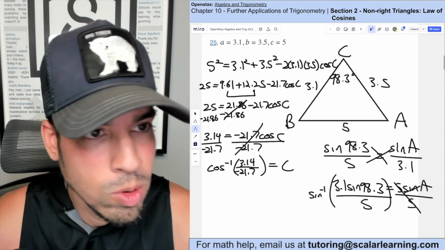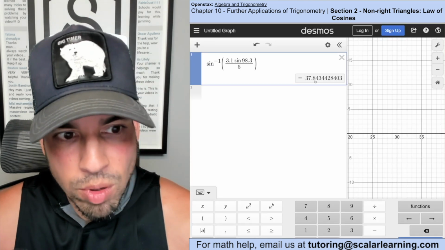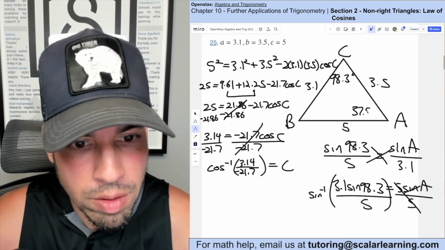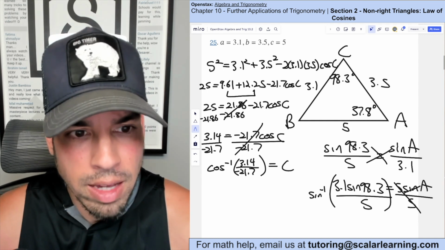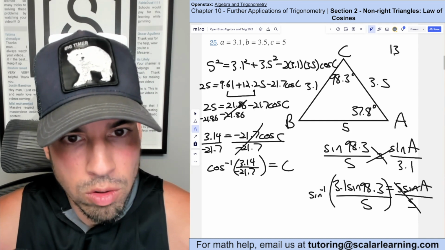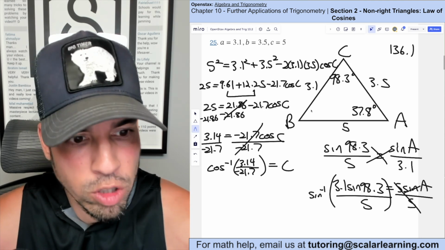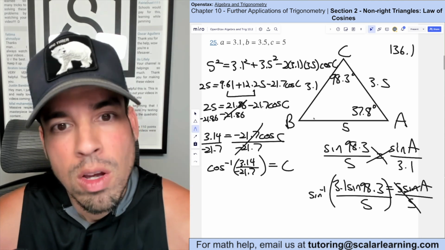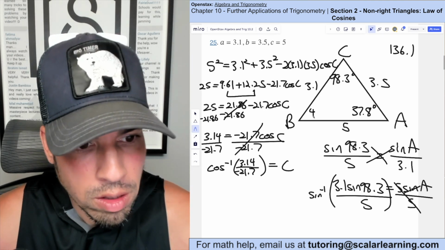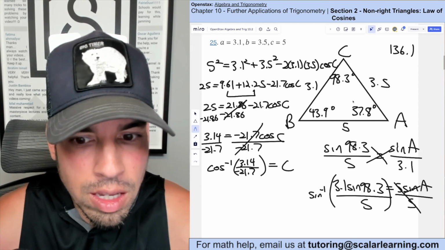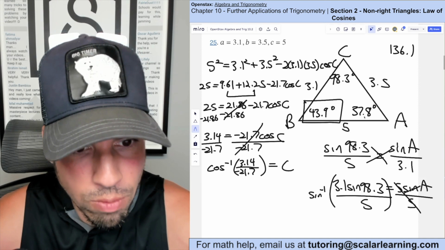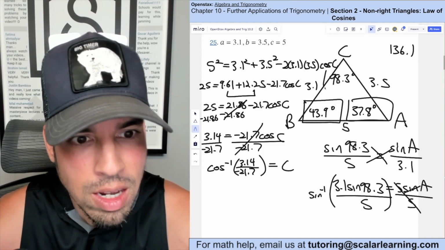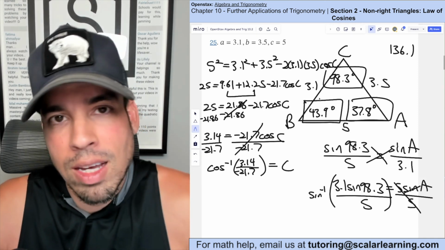So let's see that in Desmos. And here we get 37.8 to the nearest tenth. So if A is 37.8, that's 98.3. We can add those together to get 136.1, which means this final angle will have to be 43.9. So you see it's a little tiny bit different than what they got in the back of the book, but pretty much the same. So the angles are 43.9, 37.8, and 98.3 degrees. That's how you do it.